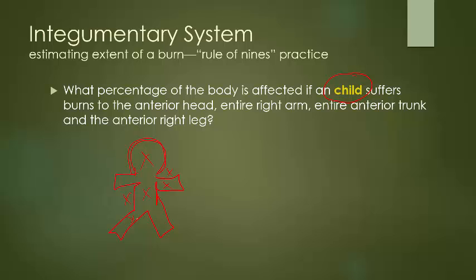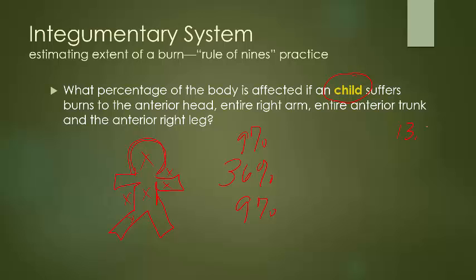Okay, so let's look at the head. It's worth 9%. The entire trunk is worth 36%. So just like in the adult, 18 for the anterior and 18 for the posterior. Upper limb is worth 9%. And then the lower limb is worth 13.5%. Oh, and I made it tricky. I should have just said the entire right leg, but I didn't, the anterior right leg.